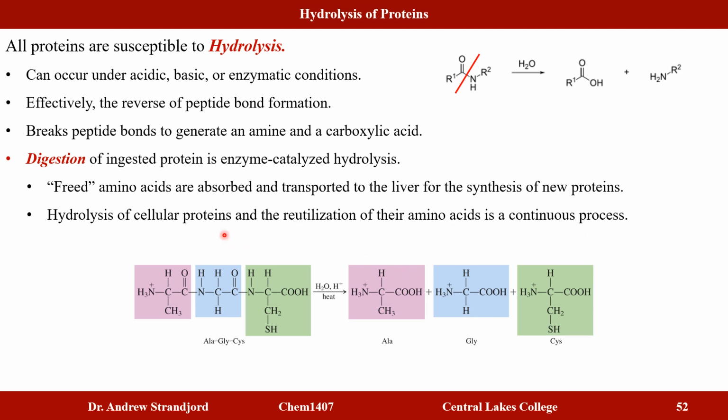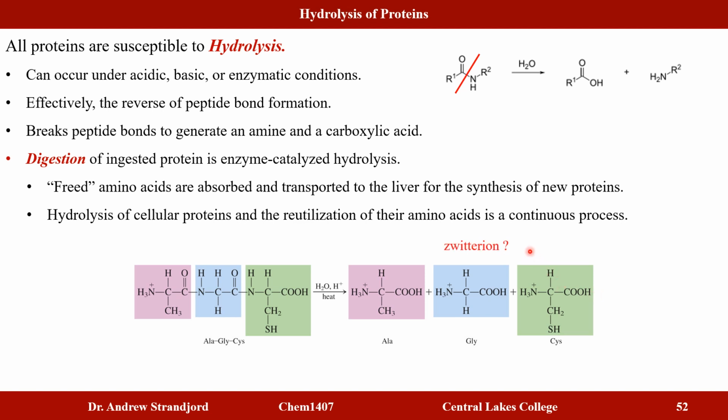Let's look at an example. Here I have a tripeptide of alanine, glycine, and cysteine. If I add water, in this case we'll use an acid-catalyzed reaction and some heat, I'm going to break these two peptide bonds, adding water across them to form three individual amino acids.